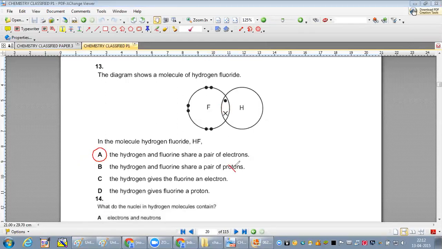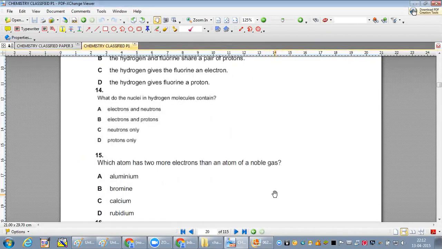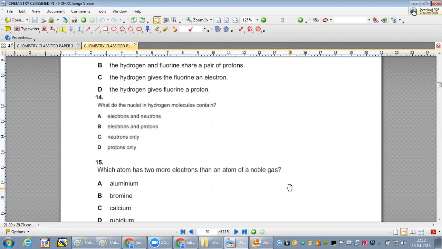You can't share the number of protons because they are there in the nucleus. It's covalent bond. Again, this is covalent bond.